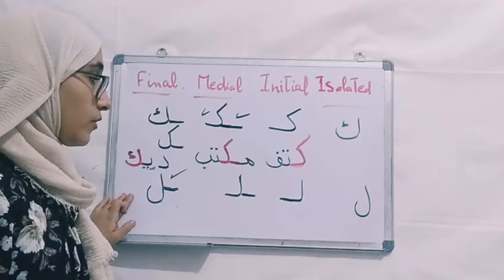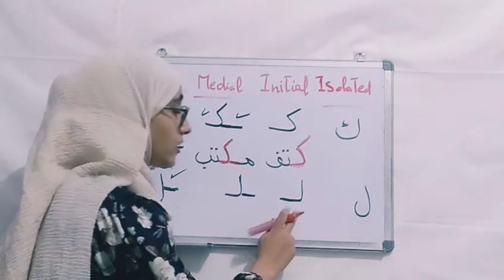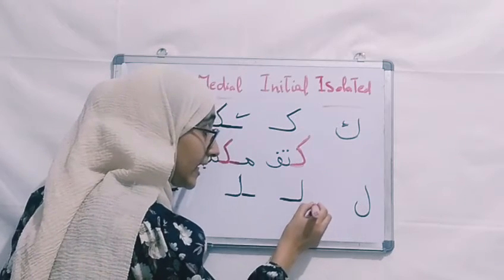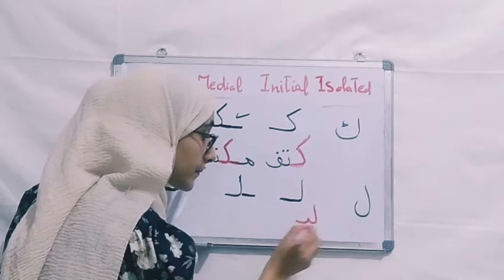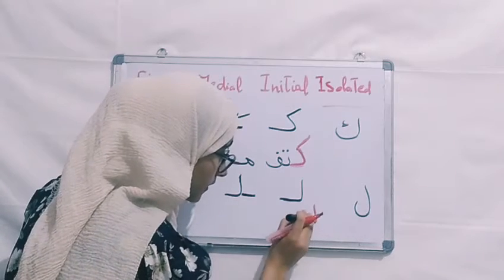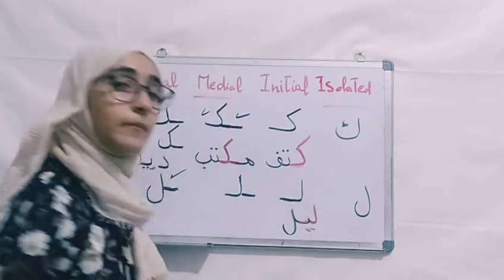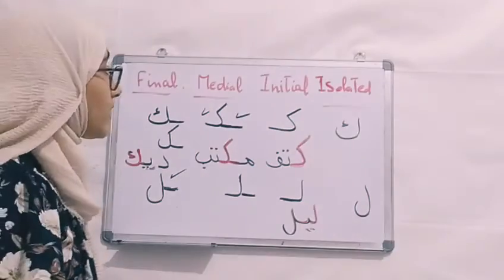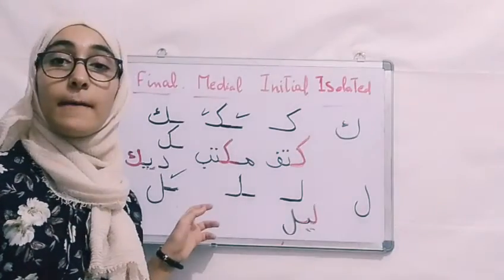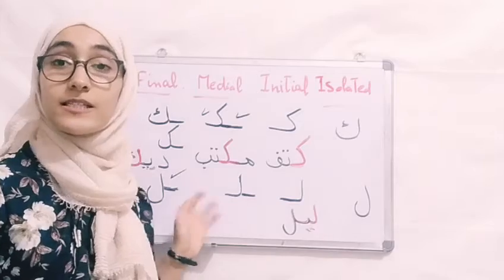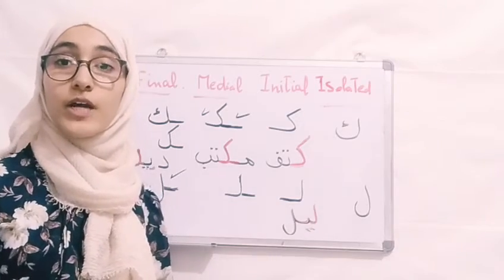So let's give an example. For example, in initial form we have ليل. ليل means night. In the middle form we have بلد. بلد means country.